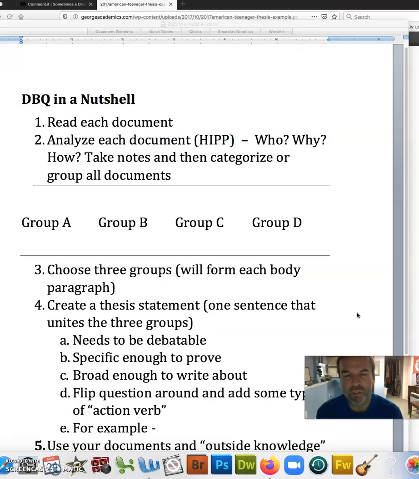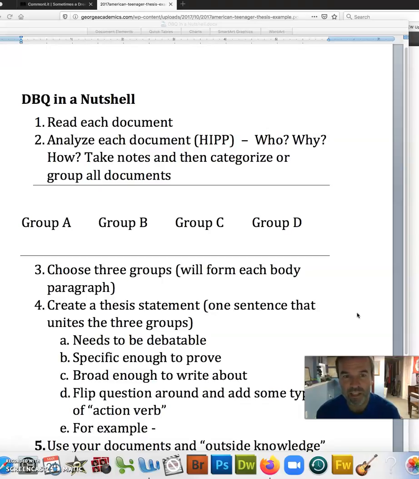So the whole point of a DBQ is to prove your point, just like if you were in court and you were trying to prove your case by using your evidence. The evidence that we're going to be using are the documents that are provided to you, as well as outside information. So when you're reading each document, you are expected to take notes and to analyze each document.